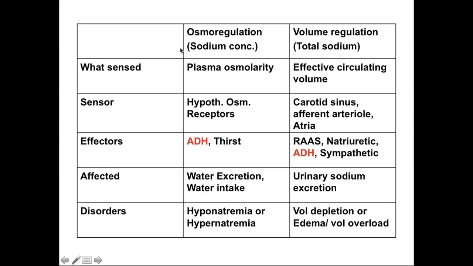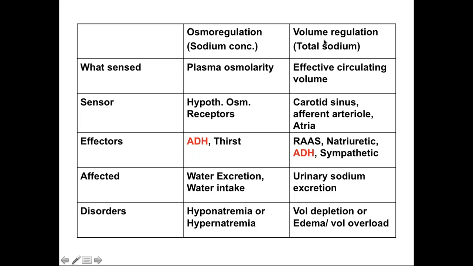If you look at osmolarity, the body senses osmolarity by the hypothalamus osmoreceptors, and then it regulates ADH and thirst up and down. That will affect the water excretion and water intake of the person. The disorders related to osmolarity are hyponatremia and hypernatremia. So actually, hypo- and hypernatremia are water problems because the body regulates and controls it through water.